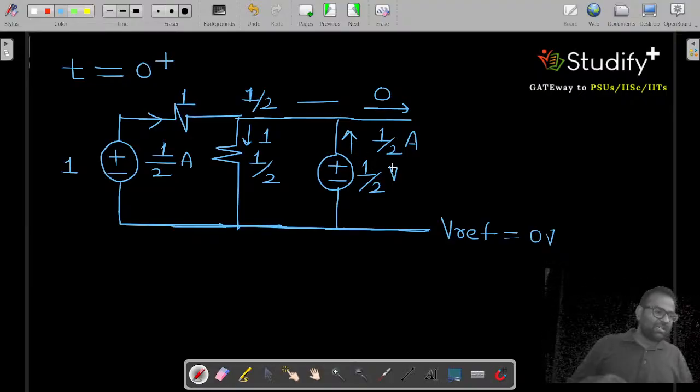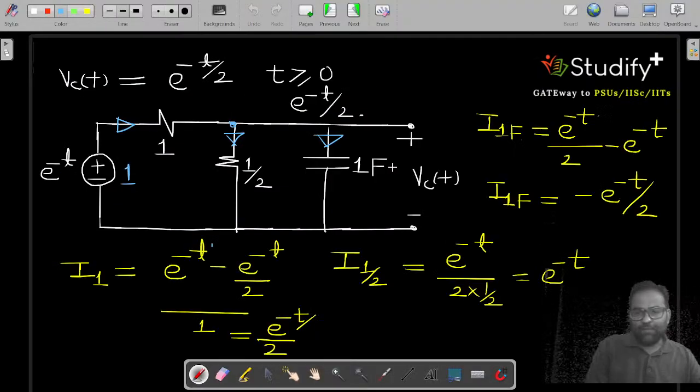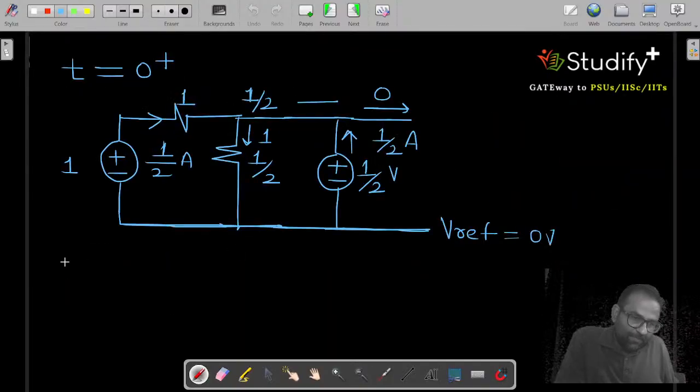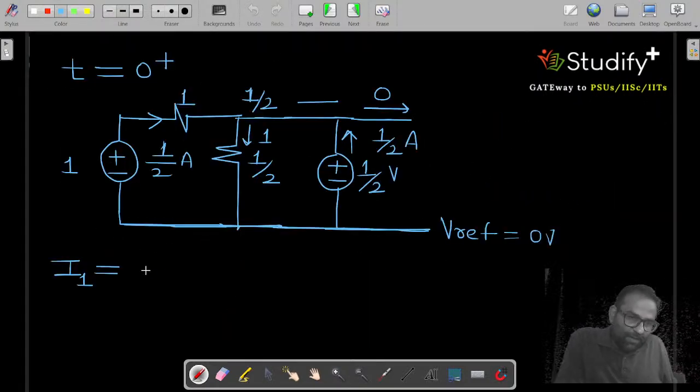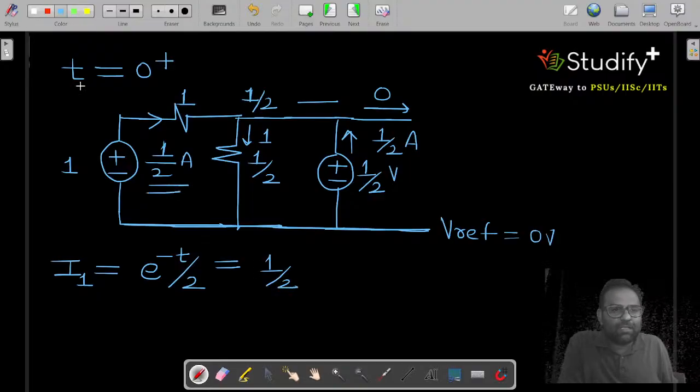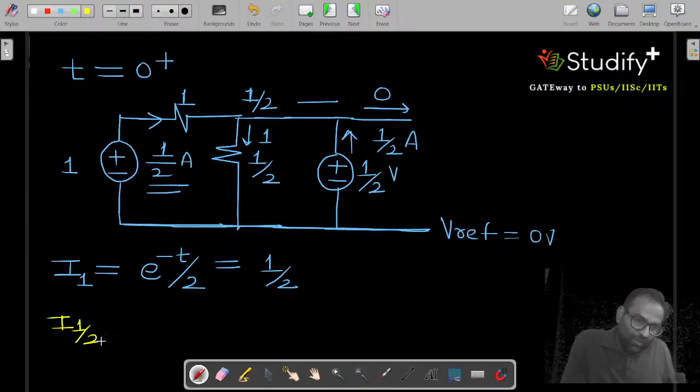And the exact direction of current we also get from our expressions. Our expressions are giving the same result. When you put I1, what is the expression of I1? The expression of I1 from our analysis is e to the power minus t by 2, and when I put t equal to 0, this value is 1 by 2, as mentioned by this circuit. What is the value of the current in the half ohm resistance?